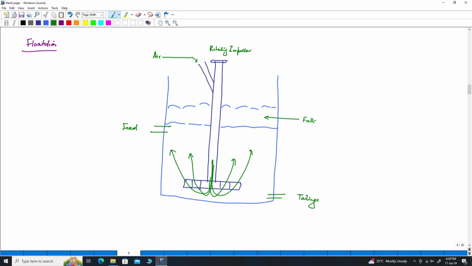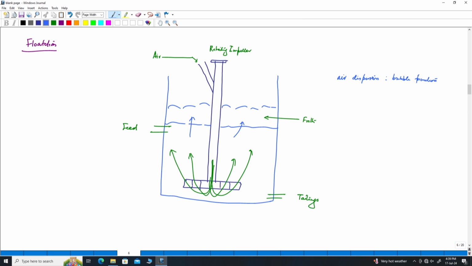So air dispersion, we will just quickly write air dispersion. Air dispersion is done for bubble formation, and floatable minerals reach the top. If it is going to float, it is going to reach the top. If there are no floatable minerals, they would not float, and they'll eventually be removed in the non-floatable end.